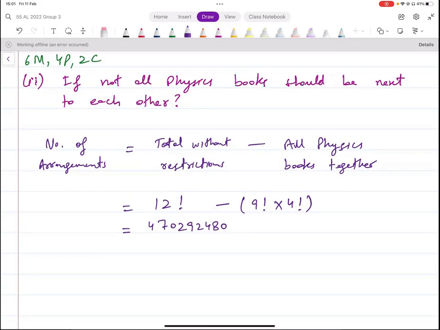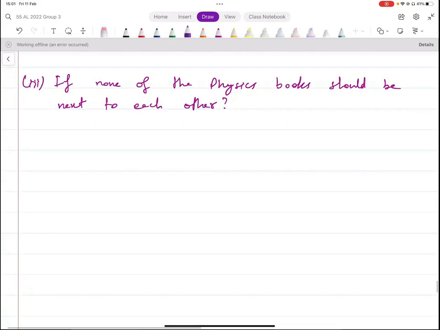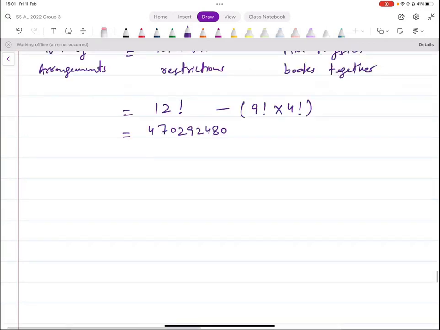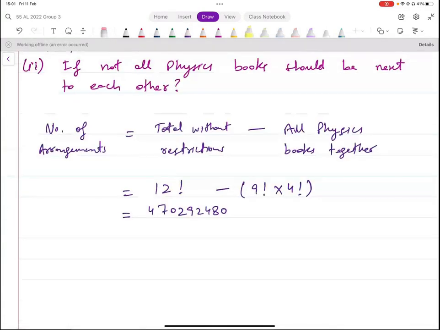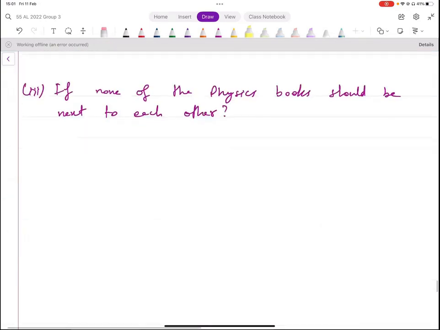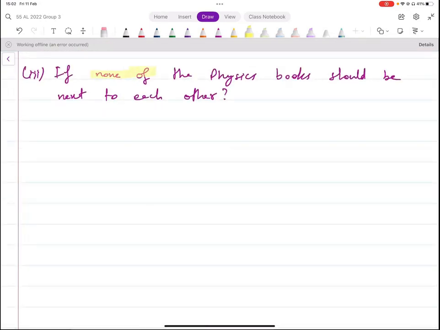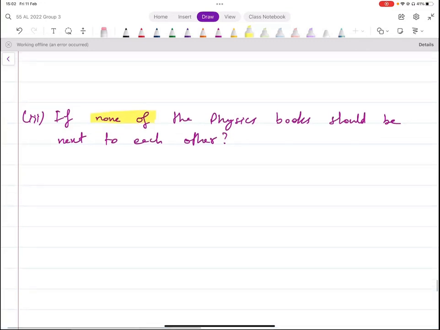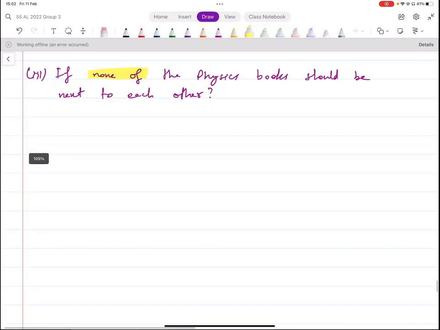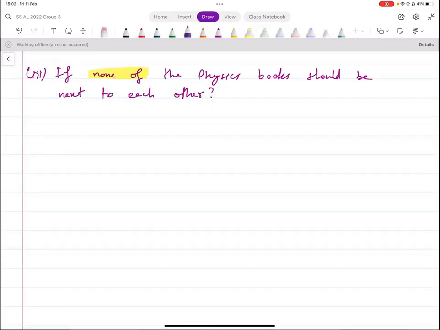But now let's change this bit. If none of the physics books should be next to each other. Now, how is it really different from what we saw earlier? So in this example, it said, not all physics books should be next to each other. Right? Not all of them should be next to each other. Now it says, none of them should be next to each other. What's the difference between the two cases? In the first case, we could have 2 physics books together instead of all 4. इसमें none of them should be together.